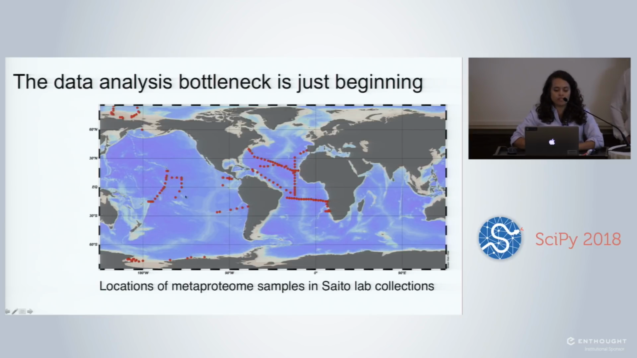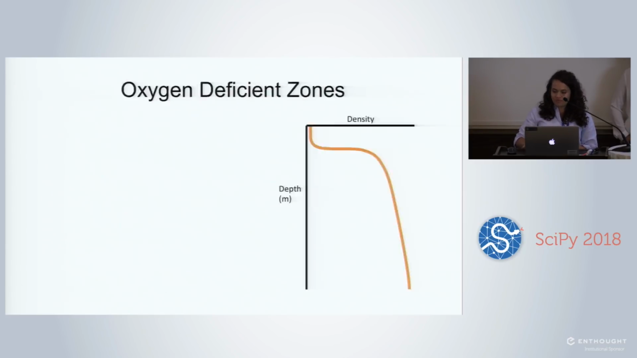So I'm showing you data from this transect right here. But all these red dots represent locations that we have samples either analyzed or in the freezer ready to be analyzed. So we're going to just be generating more and more of this data moving forward. So it's really a unique challenge for us as a field and a really cool opportunity.